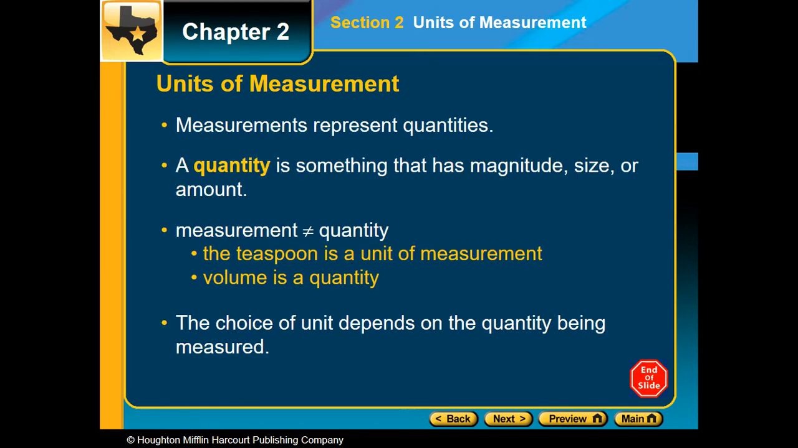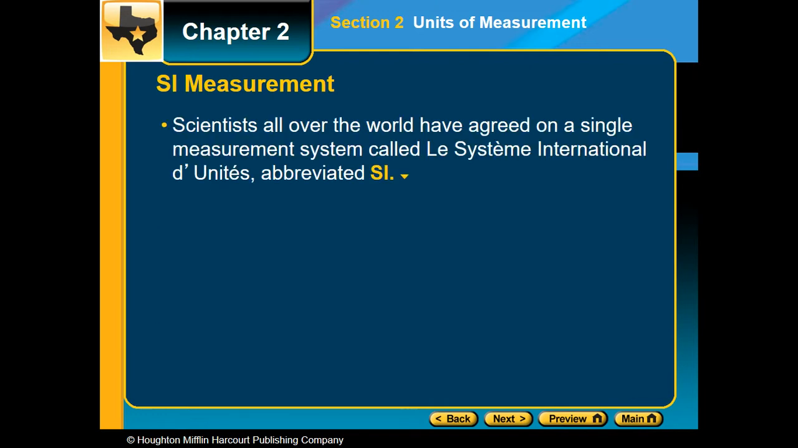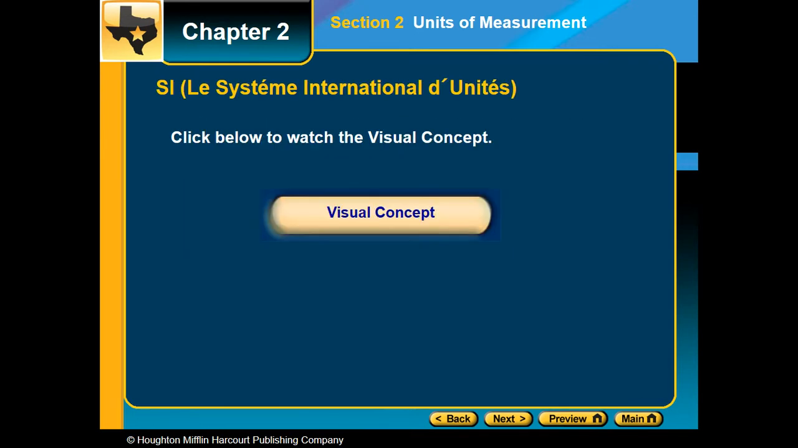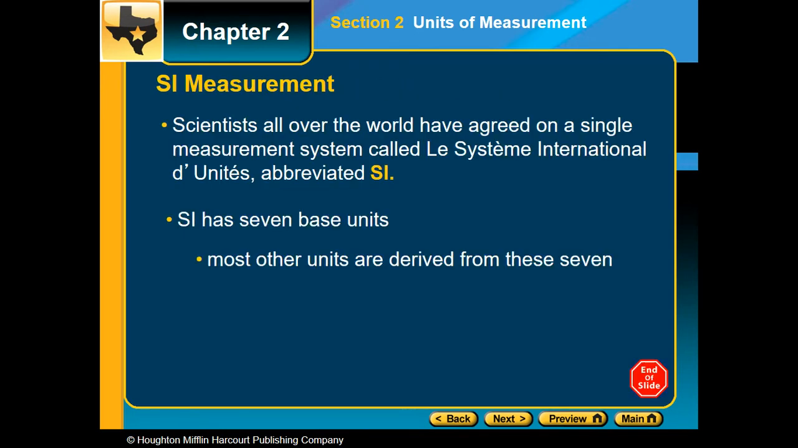For units of measurement, quantity is a vocabulary word, so you're good there. Know that measurements represent quantities, all right? So you're good as long as you have the definition for quantity. SI is also a vocabulary word, so you should be good there.